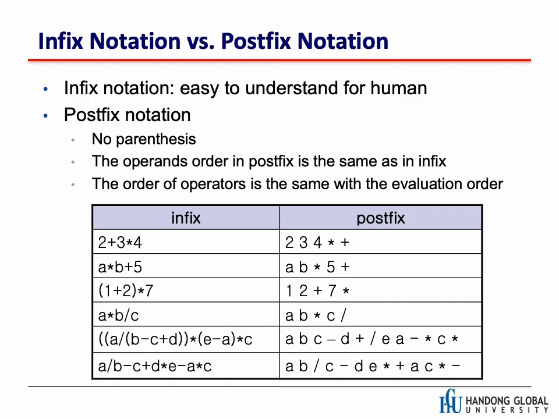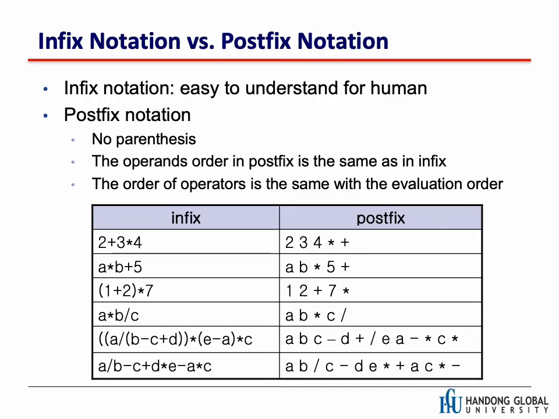So in this table we have lots of examples. In the postfix notation we don't need parentheses at all, but in infix notation we need them sometimes. If we want, we can have parentheses. And in the postfix notations, the operand order is the same as in infix. So look at these numbers: 2, 3, 4, 2, 3, 4. We don't change the order of these operands.